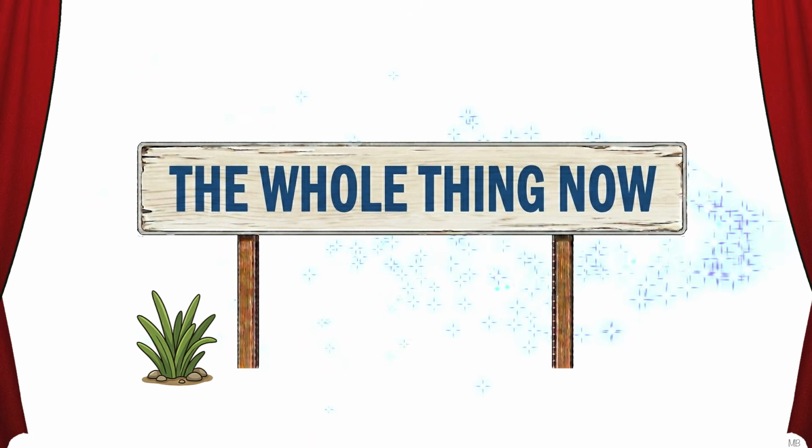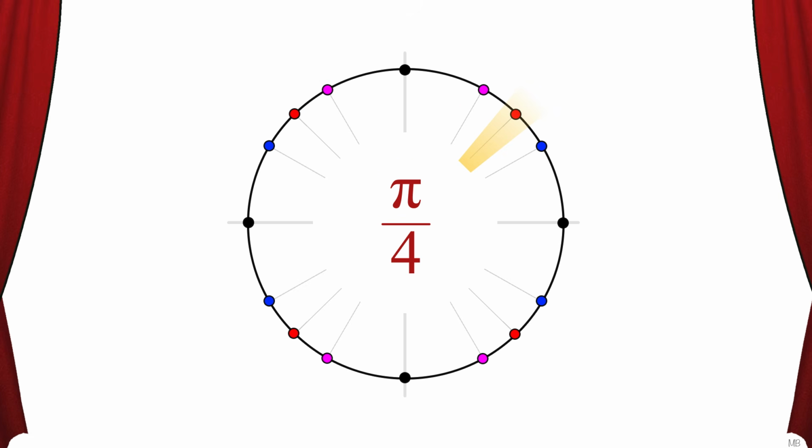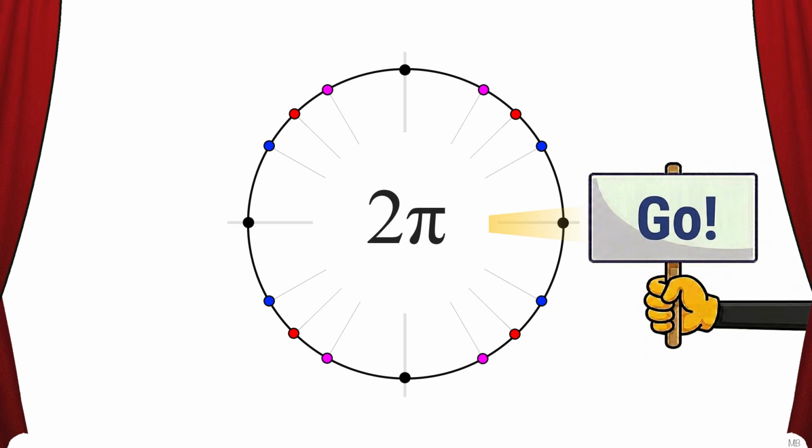The whole thing now. Pi over 6, pi over 4, pi over 3, pi over 2, 2 pi over 3, 3 pi over 4, 5 pi over 6, pi. 7 pi over 6, 5 pi over 4, 4 pi over 3, 3 pi over 2, 5 pi over 3, 7 pi over 4, 11 pi over 6, and then 2 pi. Go.